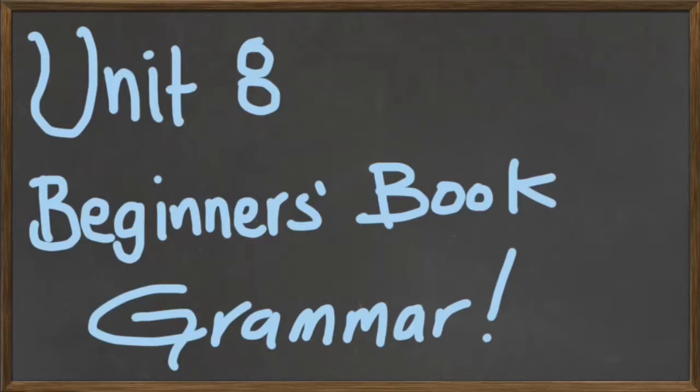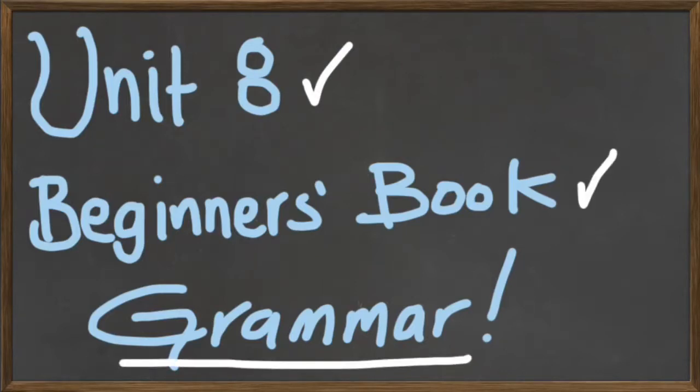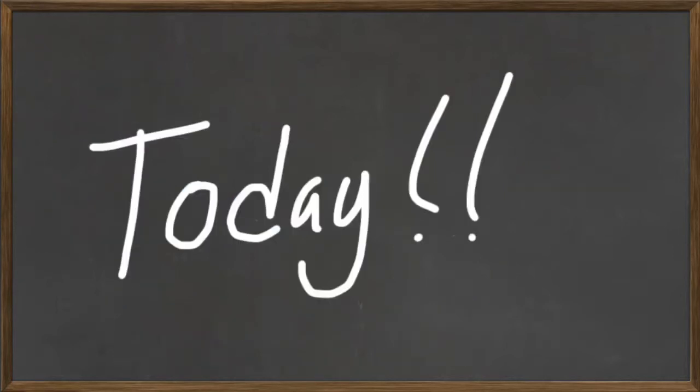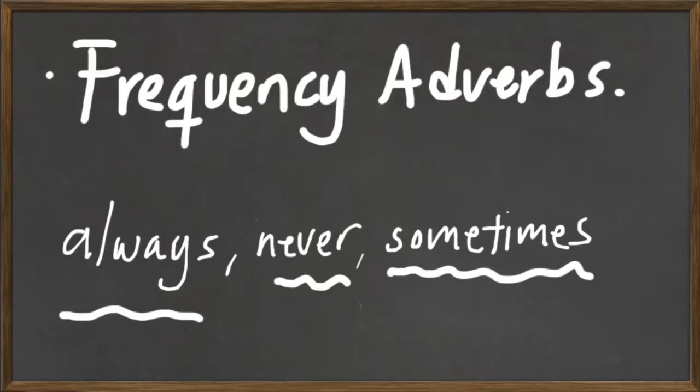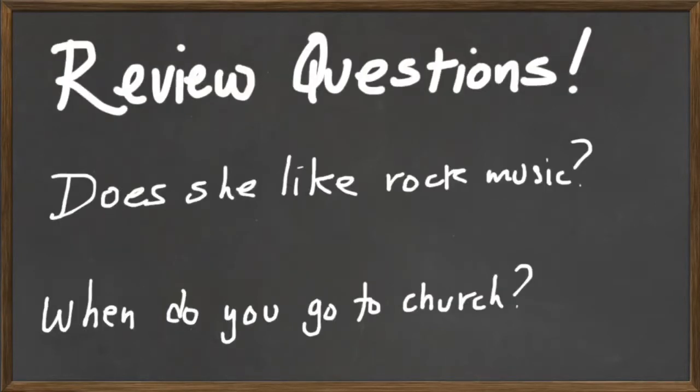Today we're going to be covering Unit 8 of our beginner's book, and we'll be talking about some grammar here. Let's begin. Today we will be talking about frequency adverbs, or adverbs of frequency. It's pretty much the same. For example, we have the frequency adverbs always, never, and sometimes, but there are more. We will also review some questions.